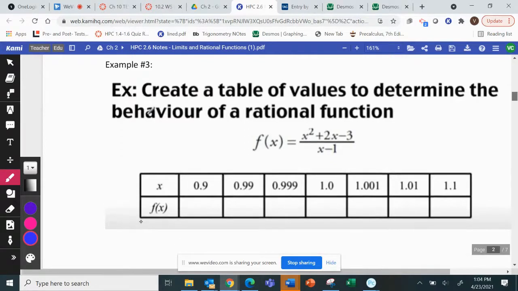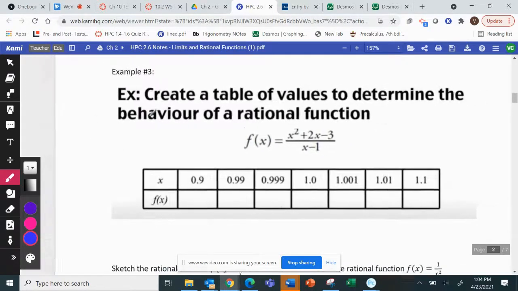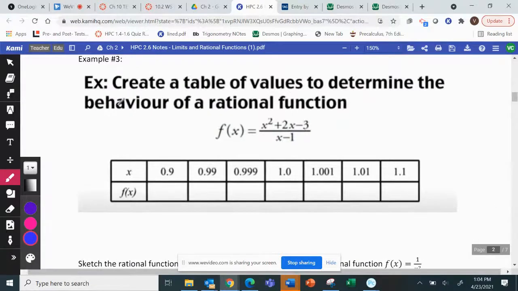Here's without a picture, using an equation. We're going to determine the behavior of this rational function. This is more of what we're going to use it for today. Today we're studying rational functions, by the way, but I have to teach you what limits are. So those are the two things we're doing today.